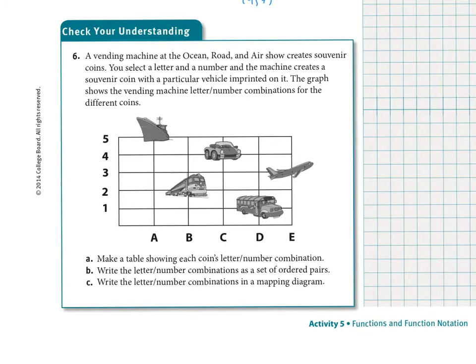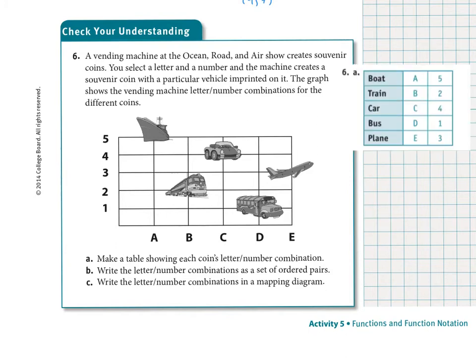So for A, it wants you to make a table showing each coin's letter/number combination. This is the one question that's probably going to have a little bit of variability to it. But just think about how you want to sort maybe the 3 different ideas, the coin's letter, the coin's number, as well as the type of vehicle. So think about how you want to sort that. I'm going to pause the video right now. Go ahead and do that, and then unpause to check.